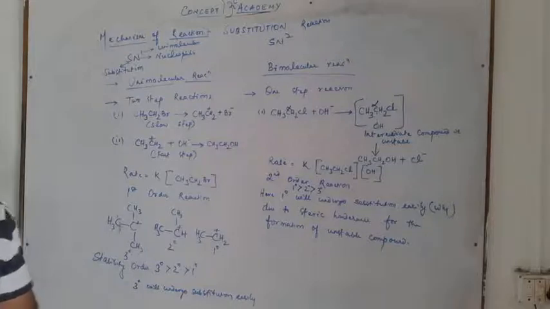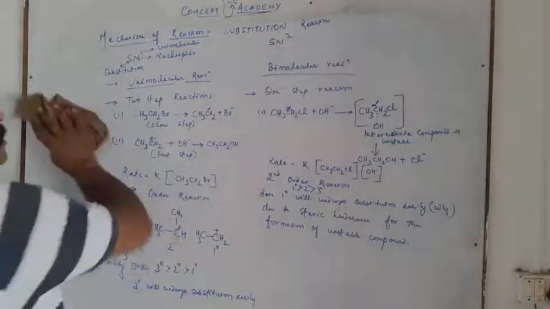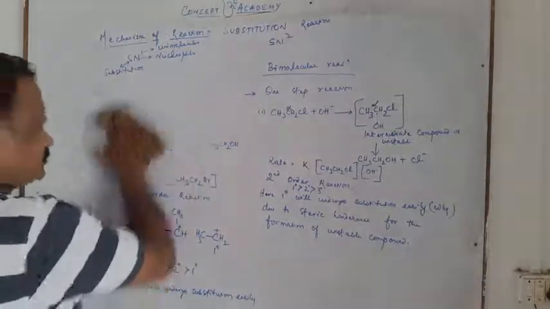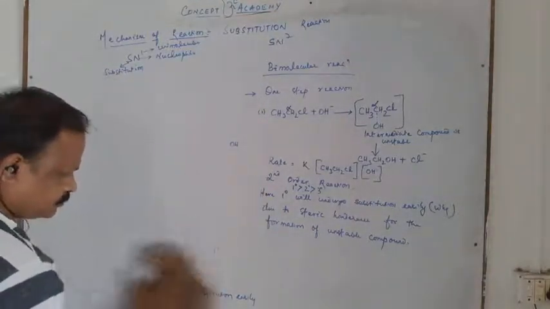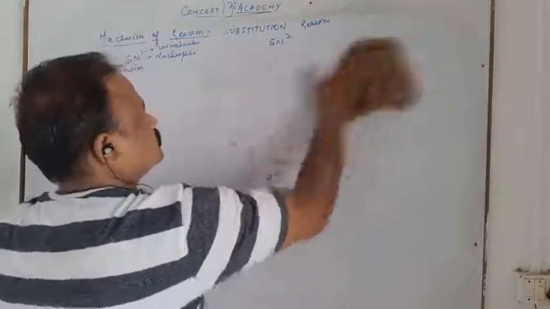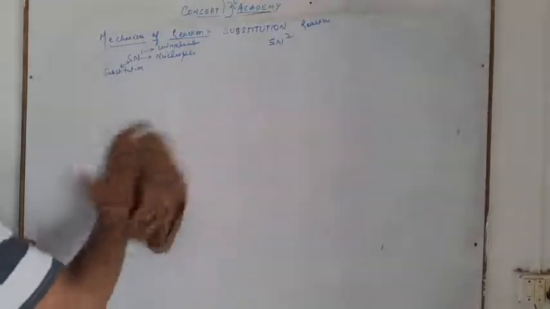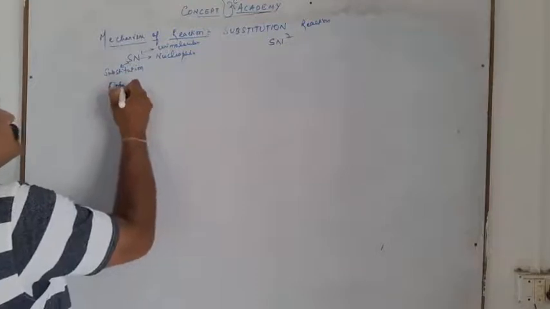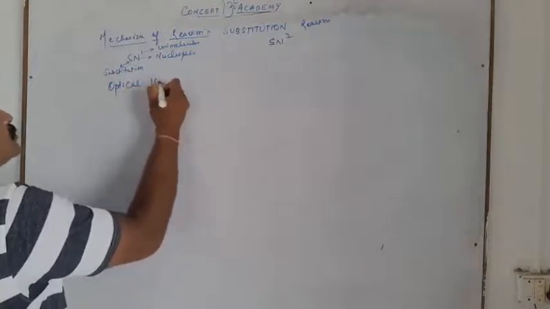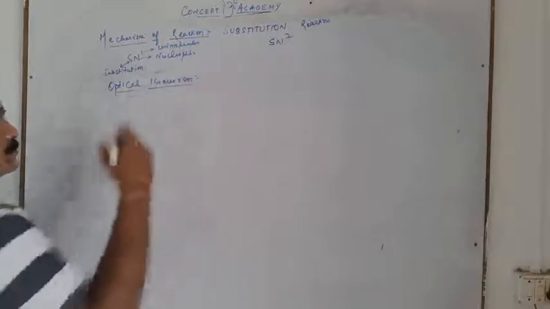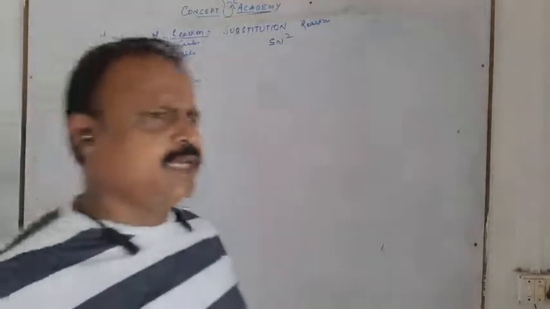Then after we'll move to optical isomerism. So this is substitution SN1 SN2. So next we'll study about the optical isomerism. So what is optical isomerism?